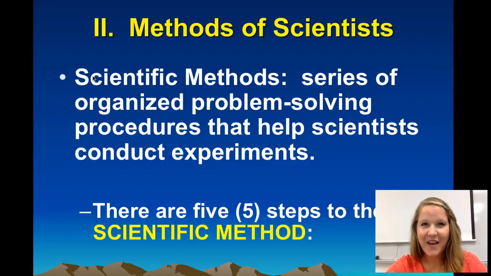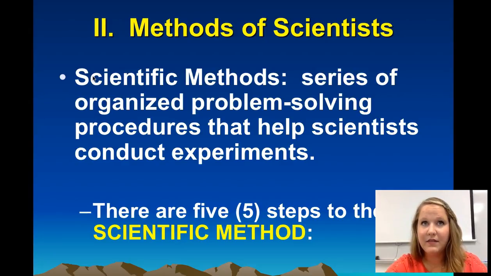Hi guys. Okay, so today we're going to be talking about the scientific method, and really the method or procedure that scientists use to solve problems and ask questions and find some answers about our world and the things that we're seeing. So the general gist of the scientific method is that it is a series of organized problem-solving procedures that help scientists conduct experiments.